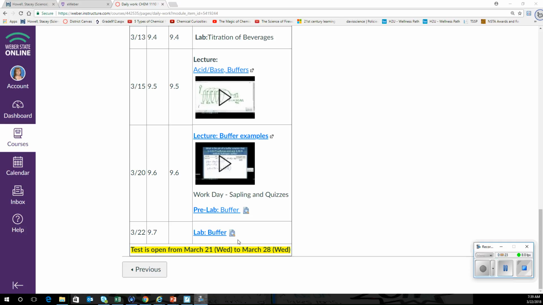The buffer. Yeah, but you're just using a buffer instead. And so you're either titrating with NaOH or you're titrating with HCl to see how much a buffer will hold. Okay, so that's what's going on there.